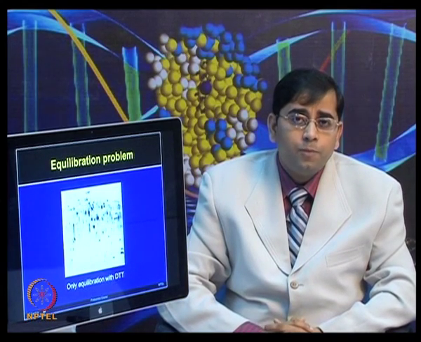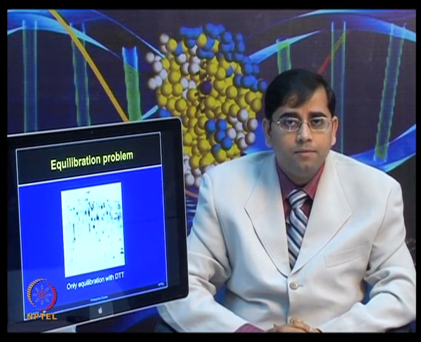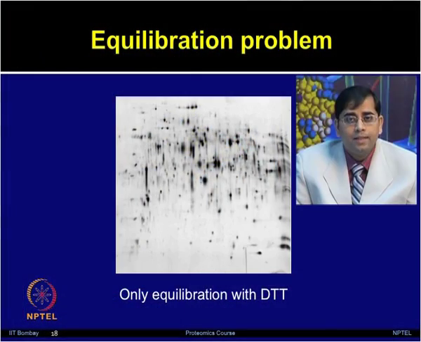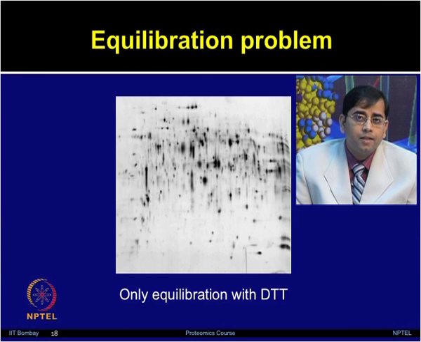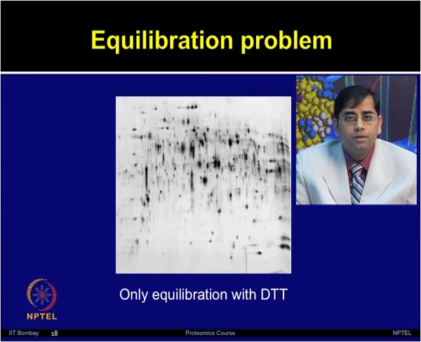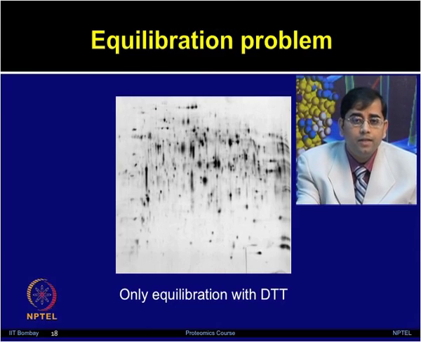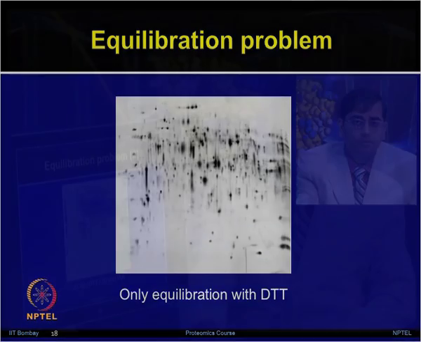Now, after protein extraction and the IEF process are done, one needs to equilibrate the strip. The equilibration process itself can create some problems. For example, if you have performed only the first equilibration with DTT and forgot to do the second equilibration prior to the second dimension separation, then you can see a pattern similar to the one shown here, with only equilibration with DTT.